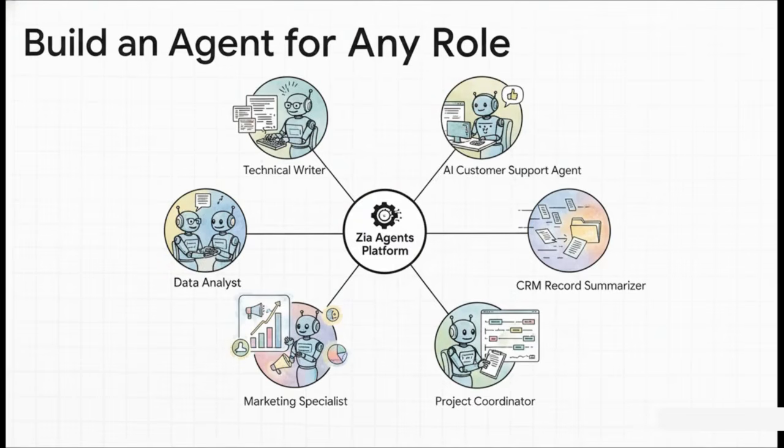This just blows the doors wide open for creating agents for basically any role in your business. You could build a support agent, an agent that summarizes long CRM records on command, a technical writer that drafts documentation for you, a data analyst, a marketing specialist, a project coordinator. The possibilities are really only limited by your imagination and the processes you want to make better.